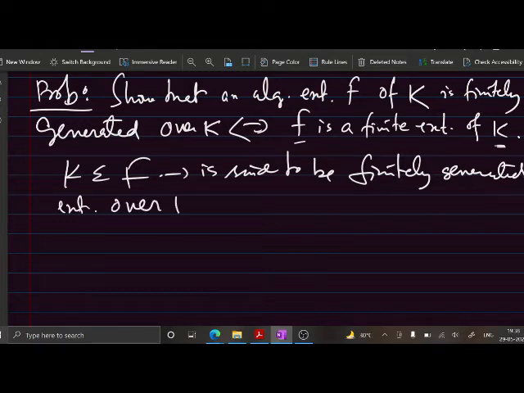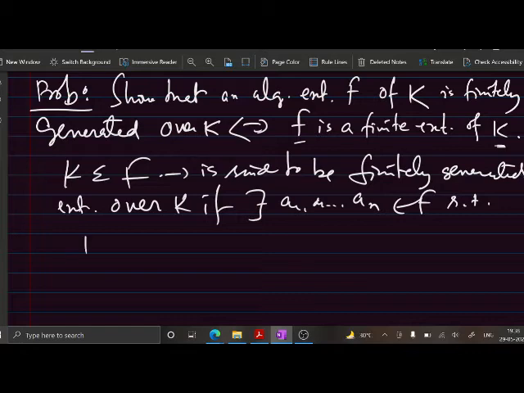over K if there exist finitely many elements a1, a2, ..., an belonging to F such that F can be written as K(a1, a2, ..., an), the smallest subfield generated by K and a1 to an will be F.